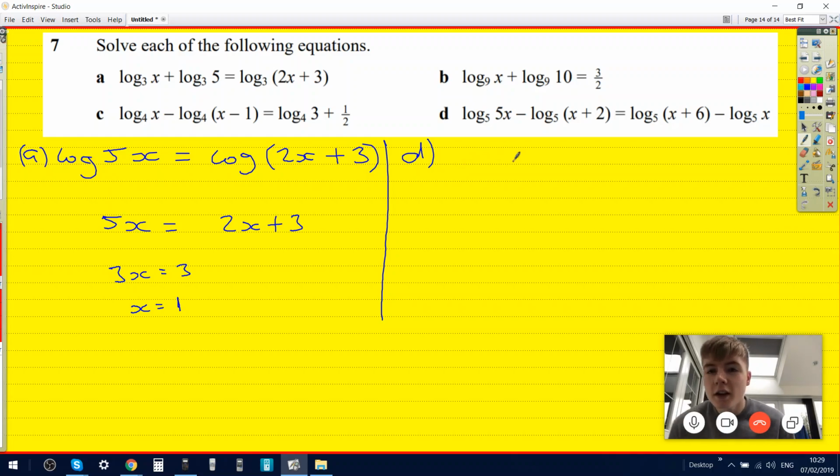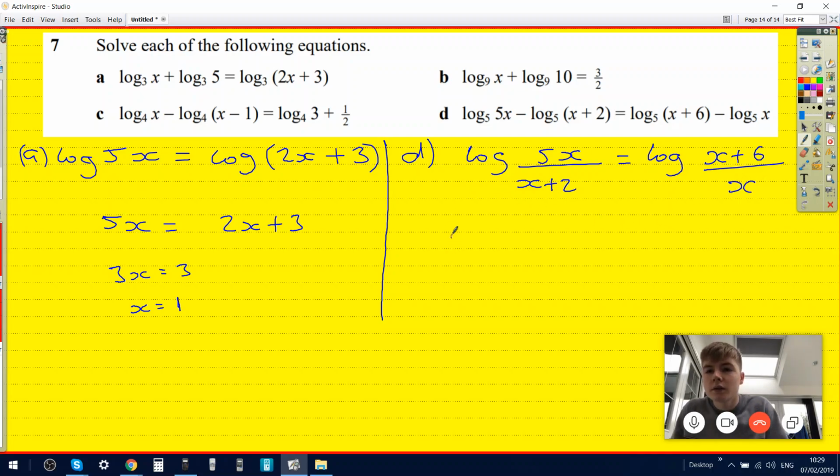There's a lot going on in D. Log 5x divided by x plus 2 equals log 5 x plus 6 divided by x. Yeah. So 5x divided by x plus 2 and x plus 6 over x must be the same. Yes. And then you would just go from there. And so that's the important bit with those logs. You make it the log of something equals the log of something else, and then you can cancel out the two logs. Those must be equal to each other.